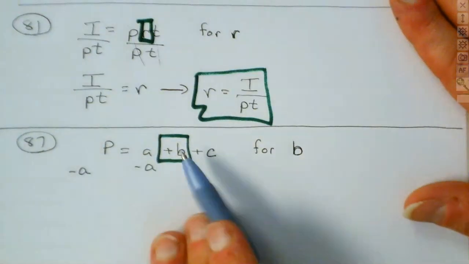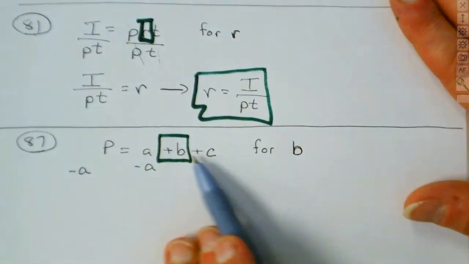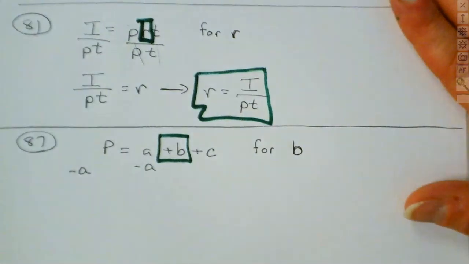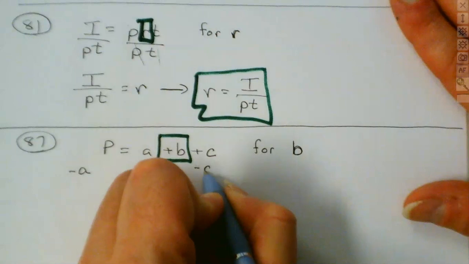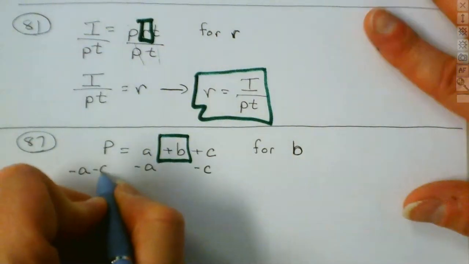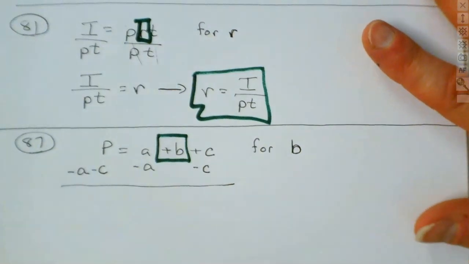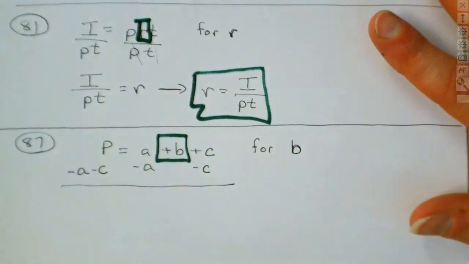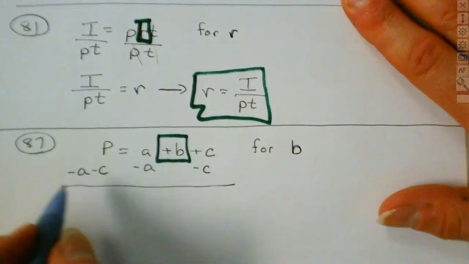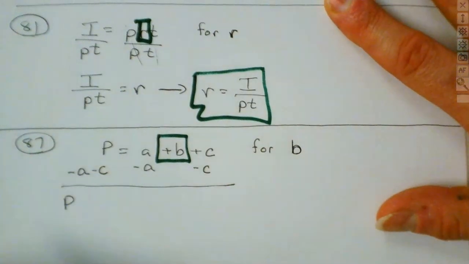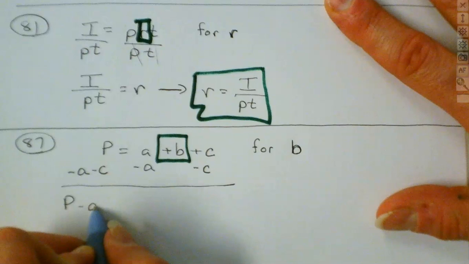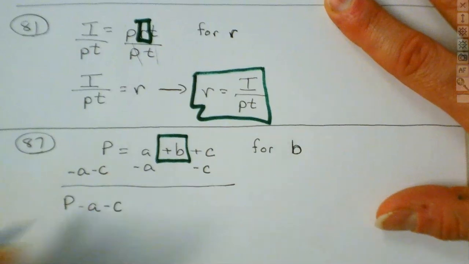subtraction. And what about the C? How does the C relate to the B? Same thing. It's addition. What's the opposite of addition? Subtraction. Now let's see what's left over. On the left-hand side, none of this can go together. So I'm going to leave this as P minus A minus C.